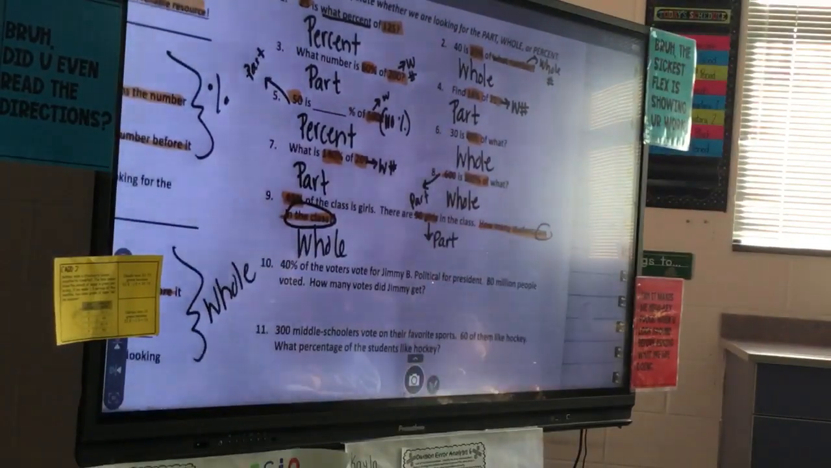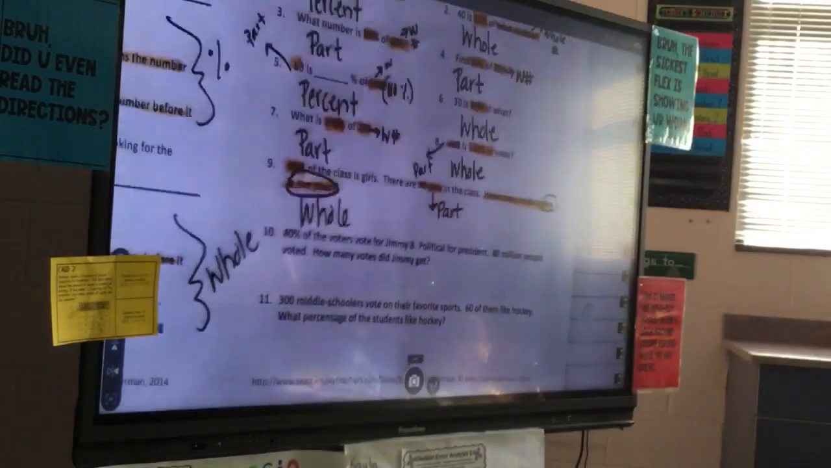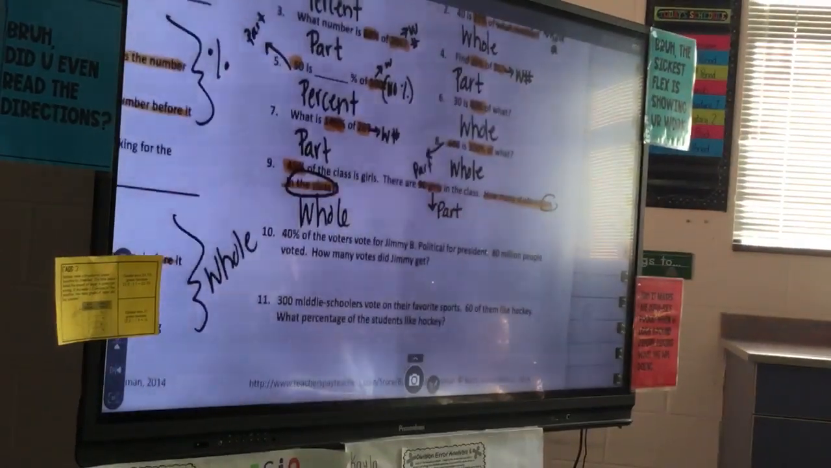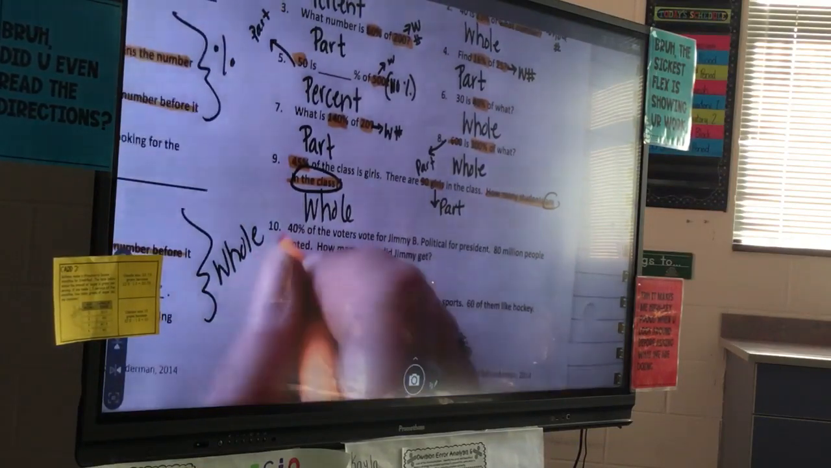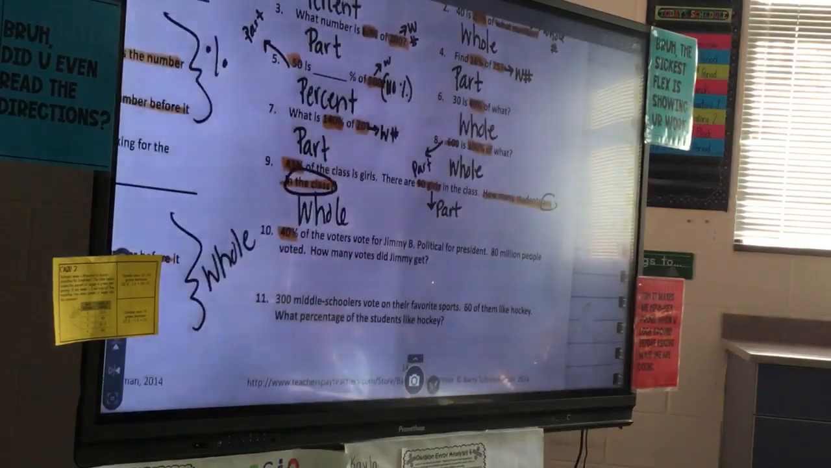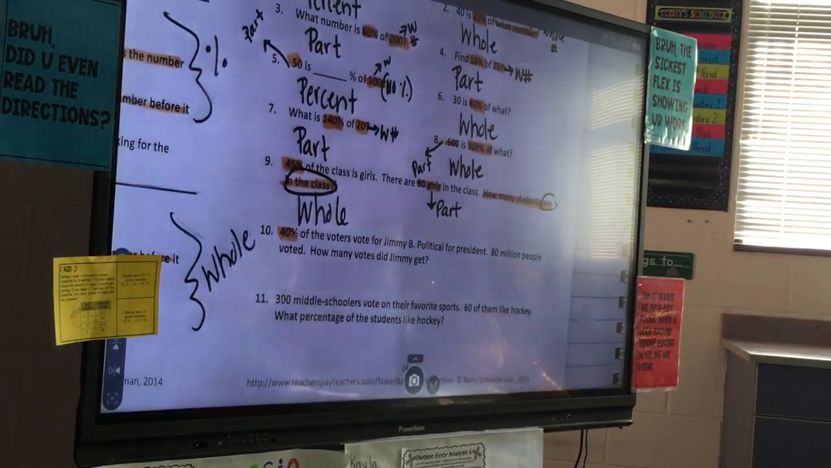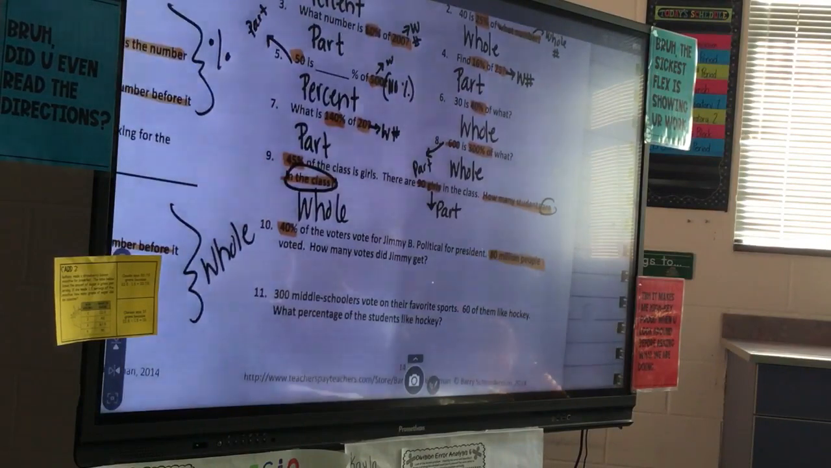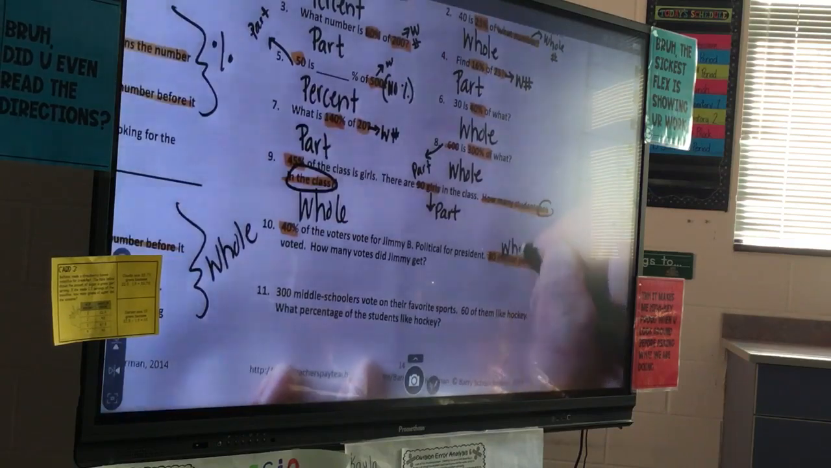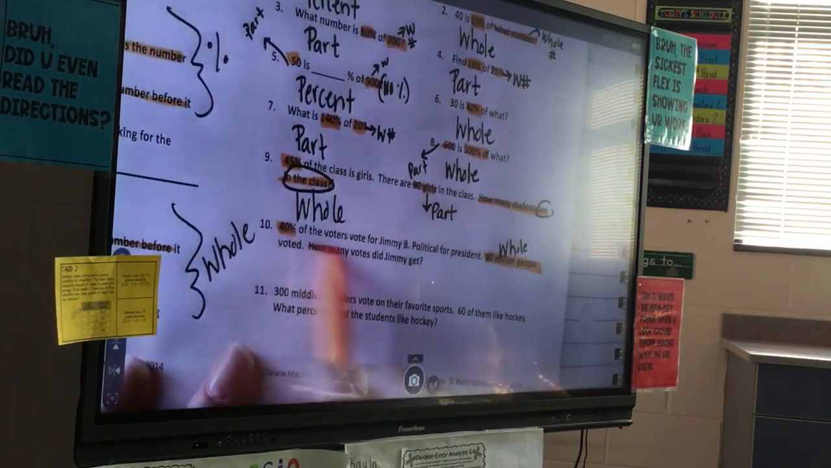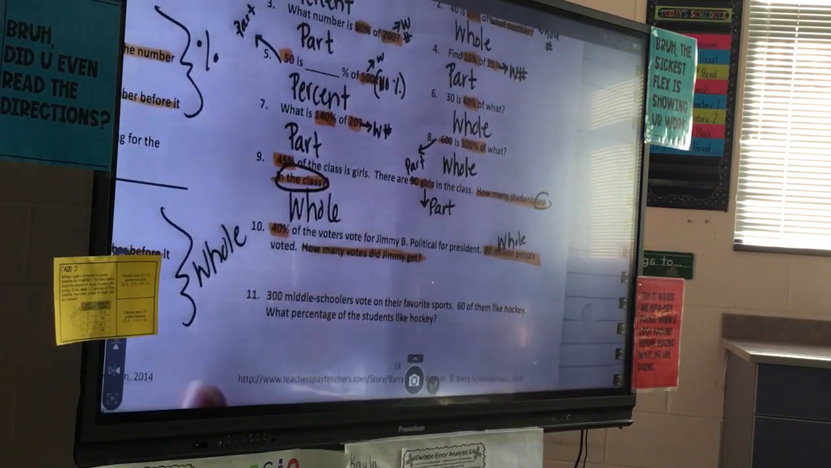All right, number 10. 40% of the voters vote for Jimmy B. Political for president. 80 million people voted. How many votes did Jimmy get? All right, what's important in that first sentence? Drake? 40%. So we're not looking for what? The percent. The next sentence says 80 million people voted. 80 million people is obviously important. What is that representing? Samantha? This is the whole. So then we are looking for how many votes did he get, which is the part.